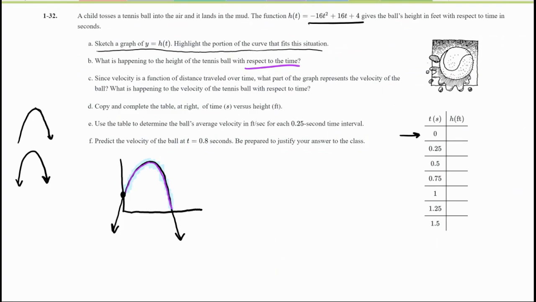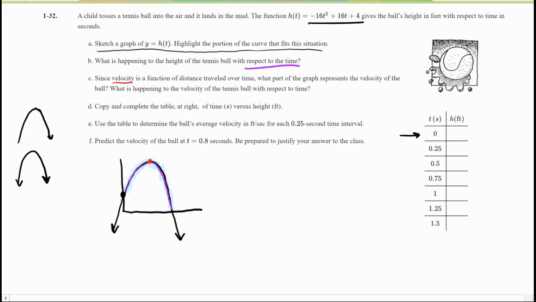The next thing it says: since the velocity, which is another word for speed, is a function of distance traveled over time, what part of the graph represents the velocity of the ball? This is going to be super important, and a really standard thing that we're going to deal with for calculus in general as we go forward. So what's happening to the velocity of the tennis ball with respect to time? To start, we're throwing it up in the air with some sort of speed, and then at a certain point it's going to have a speed of 0, because at its highest point the ball is no longer going up. It basically stops and hovers at this point, up here at the top.